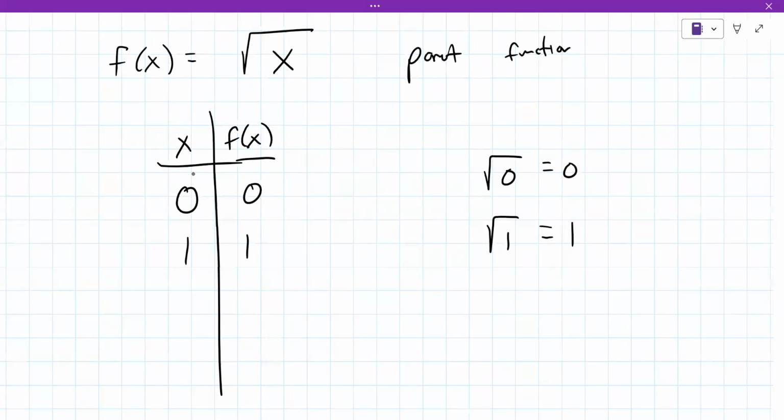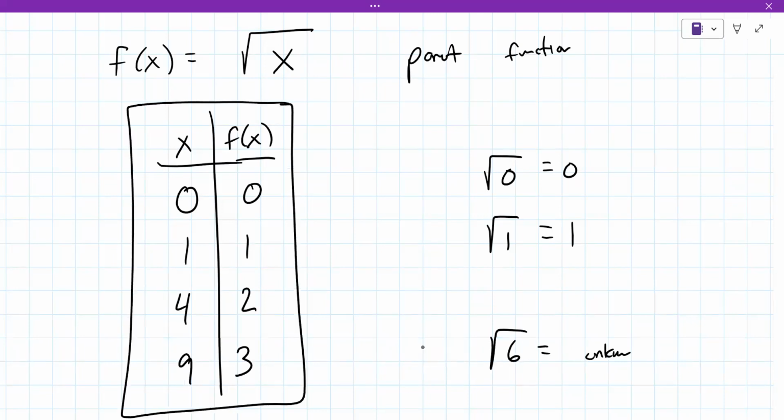Like, can you take this? 2. Yeah, 4. Square root of 4 is 2. And what's the one after that? Square root of 6 is unknown, because you would need 9. Yes, 3. Very good. So this parent function you have to know, in this table. You have to roll out of bed and be like, square root of x: 0, 1, 4, 9; 0, 1, 2, 3. Or get there pretty quickly.